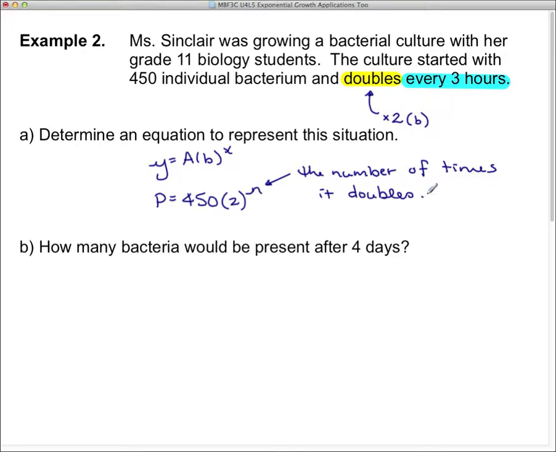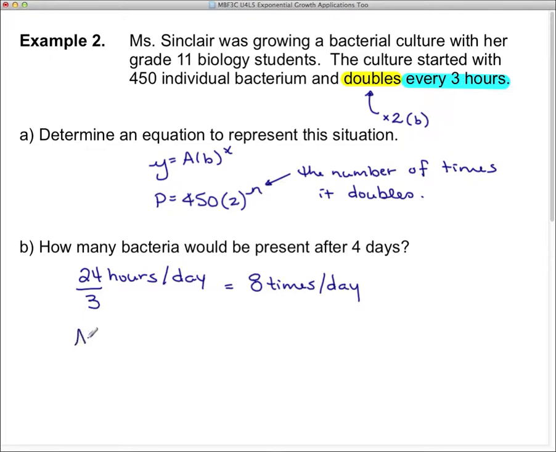And now we're going to have to use that for the next one. It says how many bacteria will be present after 4 days. So if it doubles every 3 hours and we want to go 4 days, here's how we're going to figure it out. In one day there are 24 hours. 24 hours per day. If it doubles every 3 hours, how many times does it double in one day? Well, let's divide by 3, and that means it doubles 8 times every day.